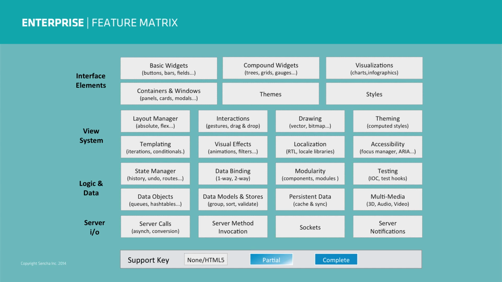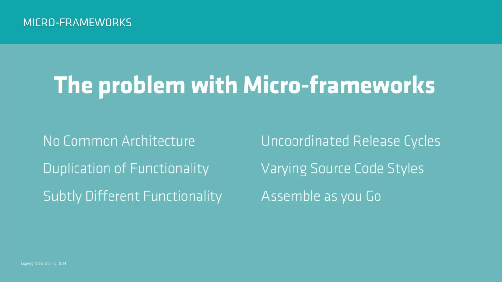To support that message, I've created a feature matrix which outlines the most important parts of all enterprise applications. Whether you're building a web application or a native app, the fact remains that every single enterprise application needs things like interface elements, like widgets, visualizations, the ability to theme and style the app, a view system, including mechanisms for templating or positioning, and an approach to managing logic and data. We will be revisiting this matrix in just a moment. First, let's consider a few things.